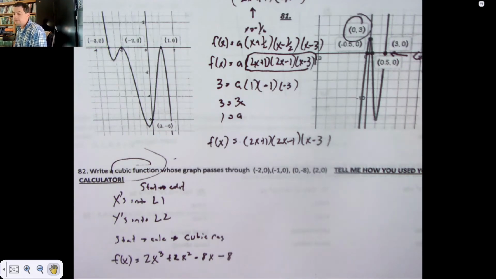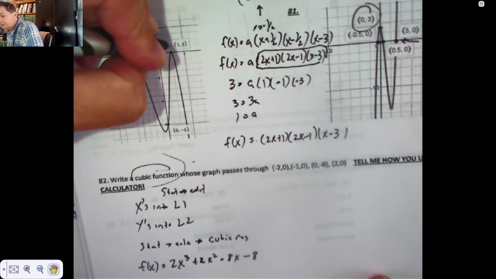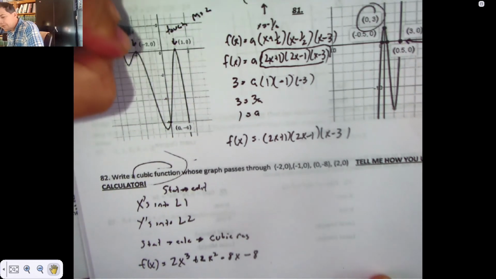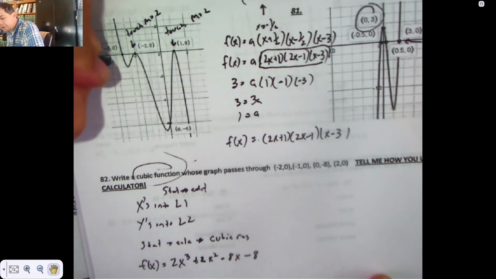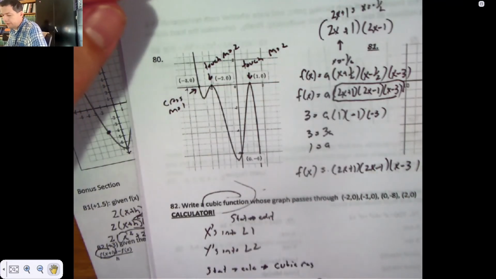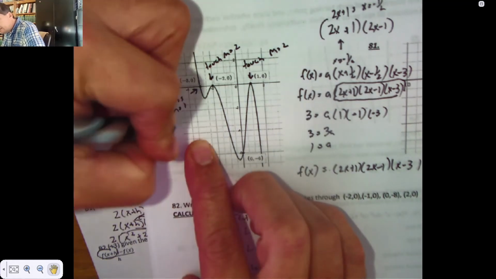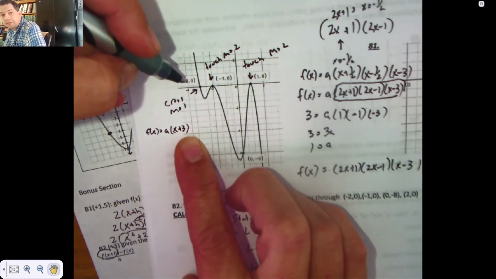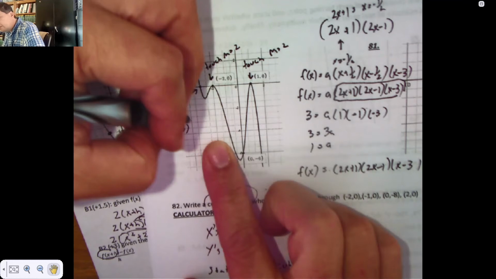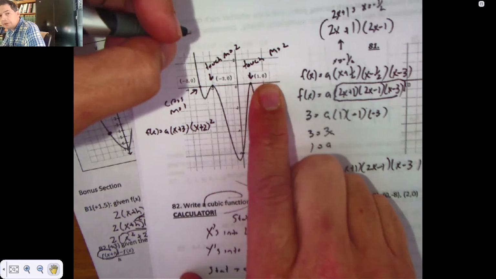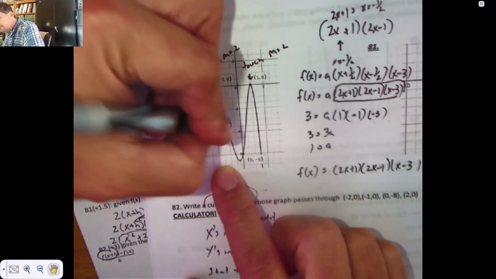Number 80. 80 has a touch. That's a touch. Multiplicity is 2. There's another touch. Multiplicity is 2. And here's a crossing. Multiplicity is 1. So let's start writing this out. I should have left more room for 82, but I didn't. f of x is a times x plus 3, because if the 0 is -3, the factor is positive. This one has a multiplicity of 2, that's going to be x plus 2 squared. This one has a multiplicity of 1, x minus 1.